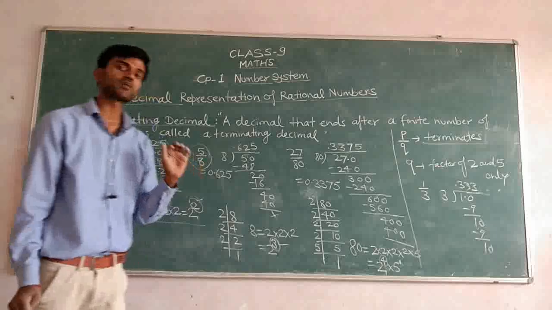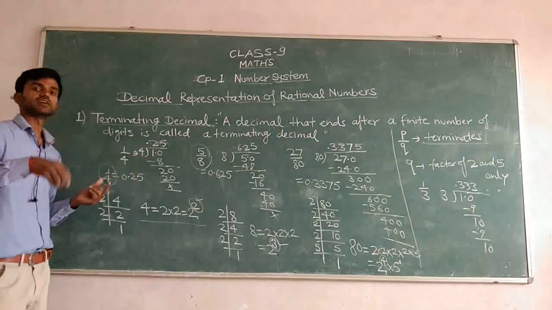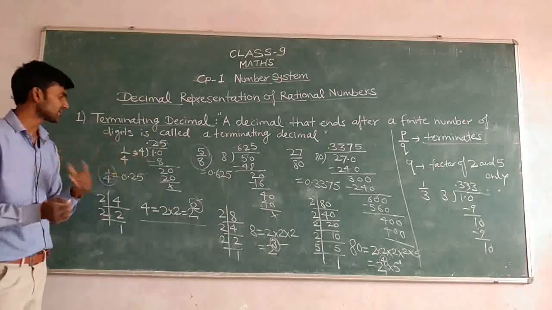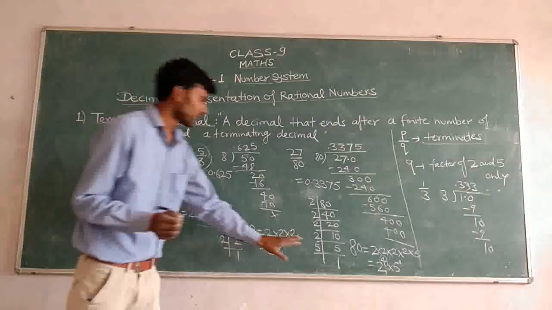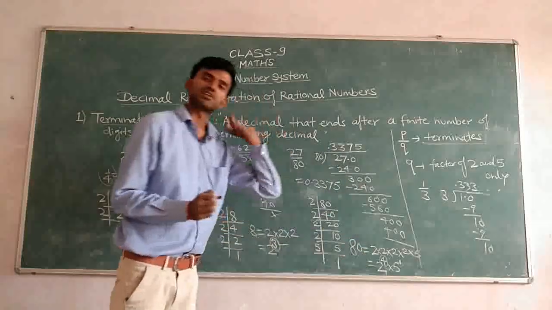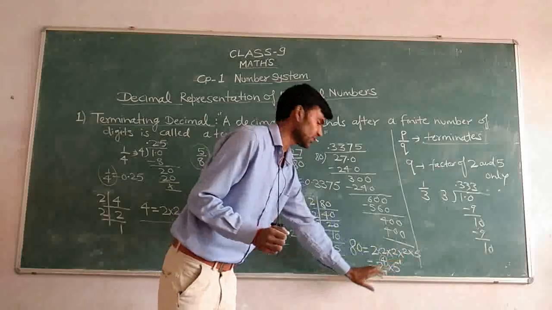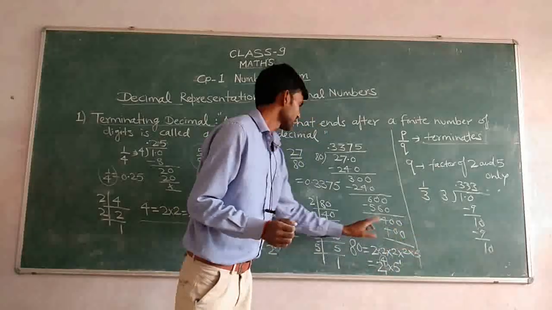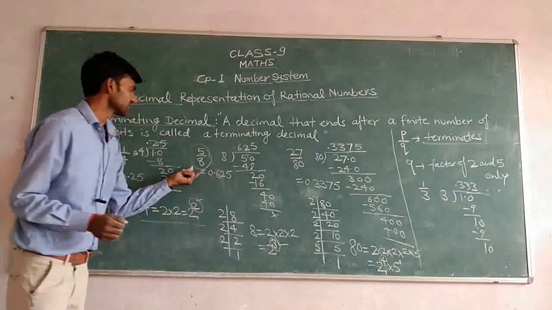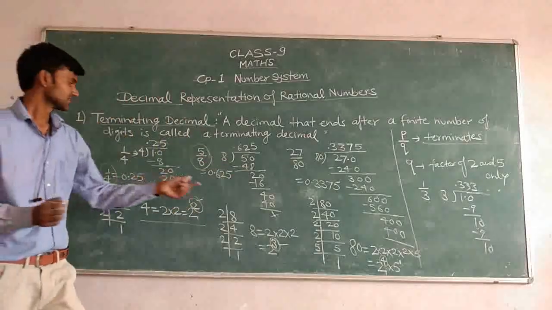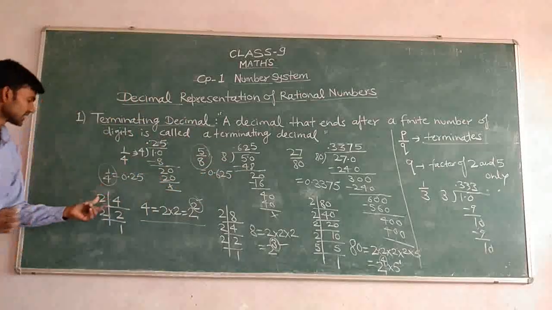And the second one, after how many digits will it terminate? Find the factors of the denominator, and the maximum power of these two factors, 2 and 5, tells you it will terminate after that many digits. So check out once again.